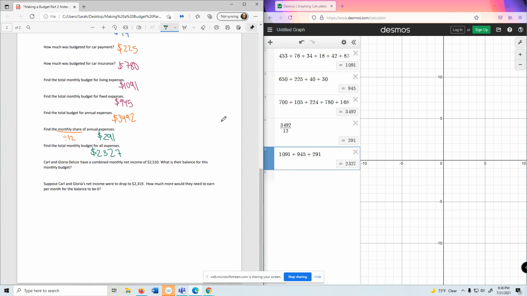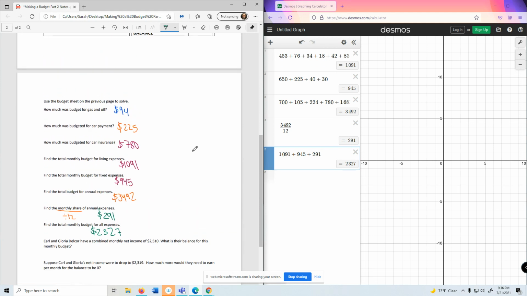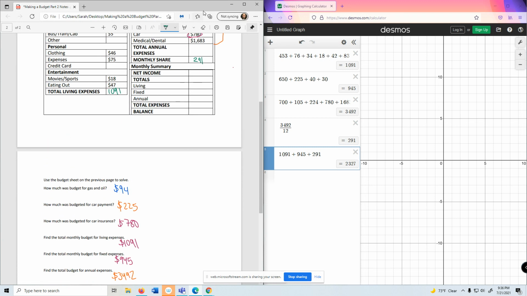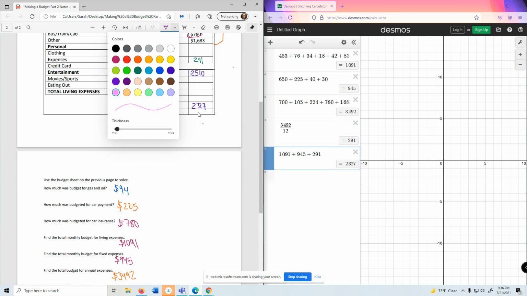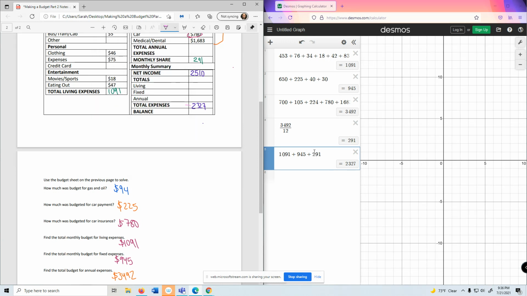Now, the next question deals with the balance. The couple, Carl and Gloria, have a combined monthly net income of $2,510. They want to know their balance for this monthly budget. So that $2,510, if you were filling this sheet out, would go here. That is their net income. Their total expenses, which we just found in the last question, 2,327 goes right here. And so to find the balance, we do the net income minus the total expenses.